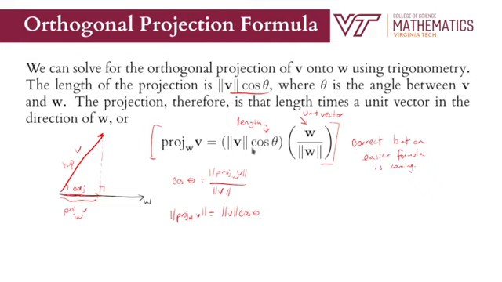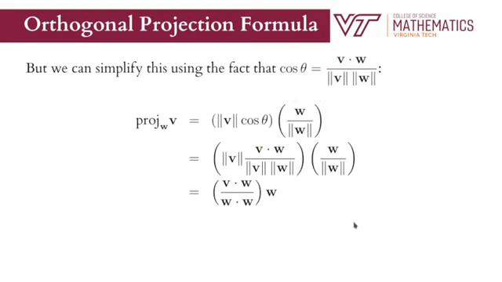In chapter 6.1, you may remember that we had a formula for the cosine of theta. So we're going to use that formula, that the cosine of theta is the dot product of the two vectors over the magnitude of the two vectors. And let's look at what happens here. This is the magnitude of V times the cosine, which is the dot product of V and W, over the magnitude of V times the magnitude of W.